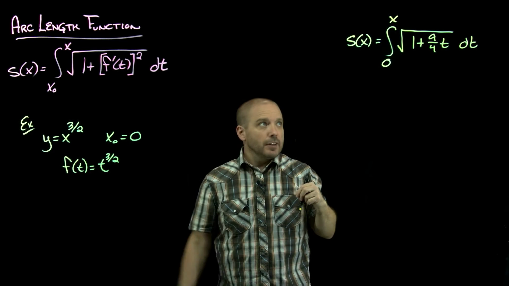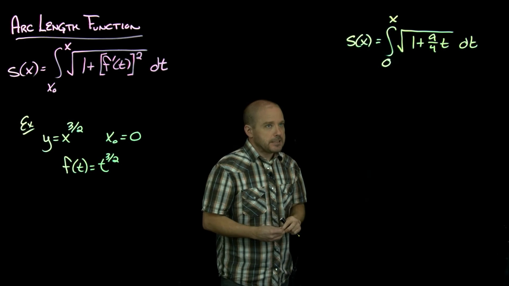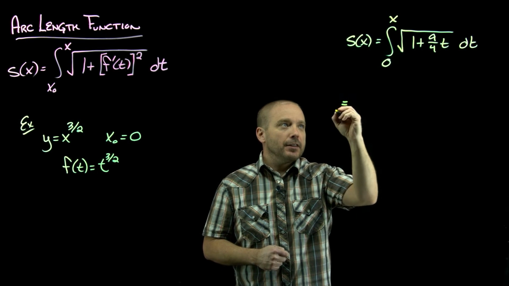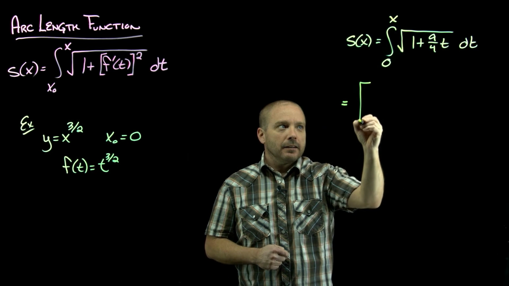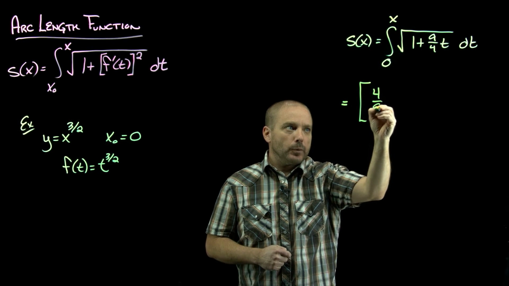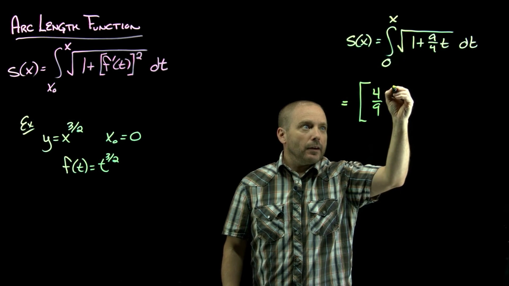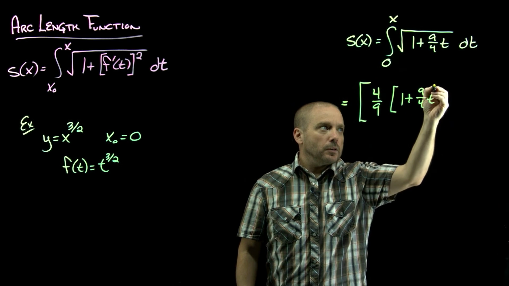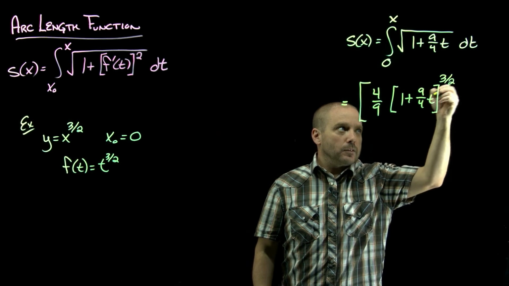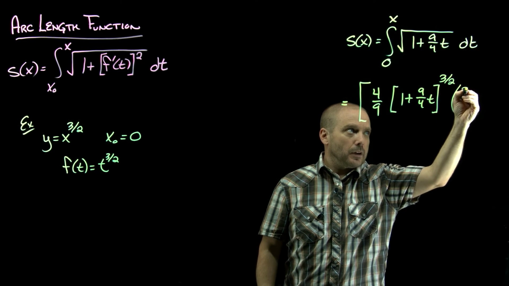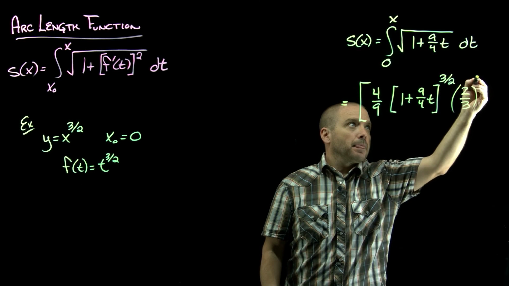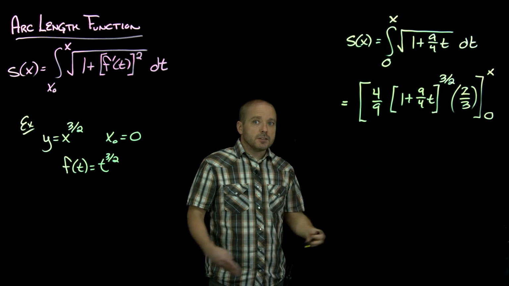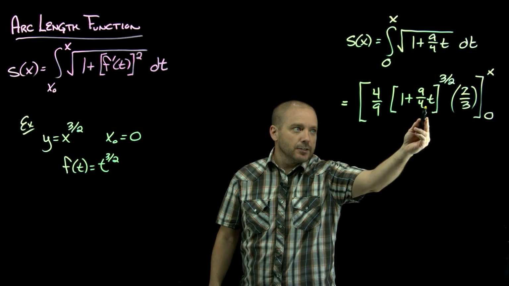We know that the derivative of that squared ends up being 9/4 t. And we'll do our integral. And we've already done this. We saw that we had to divide by 9/4 or multiply by 4/9. And then that was 1 plus 9/4 t to the 3/2. And when you divide by 3/2, that's multiplying by 2/3. But now we're going from 0 up to x. So far this looks just like our example, except for we're using a t here instead of an x.